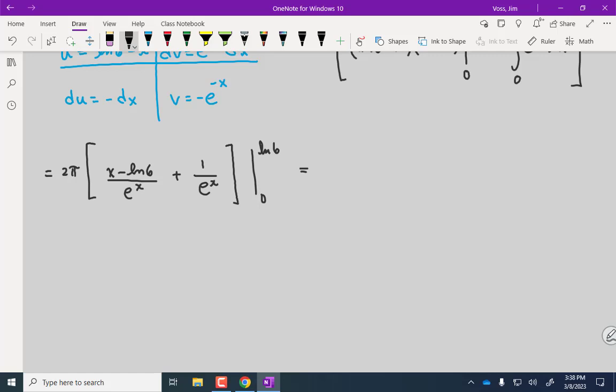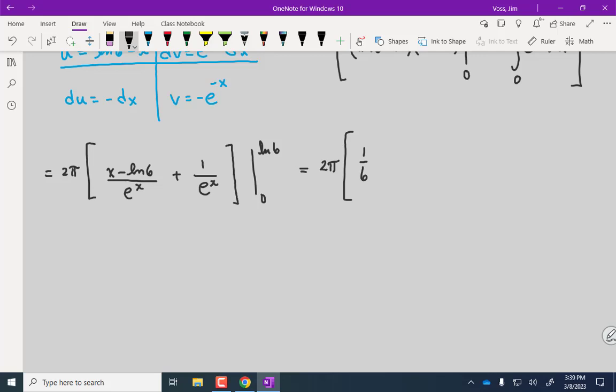Okay, so let's see if we can simplify this easily. Plugging in the natural log of 6 first. Let's keep the bracket right here: ln 6 minus ln 6, 0. Plug in the ln 6 here and we get 1/6, one, 6 in the denominator.